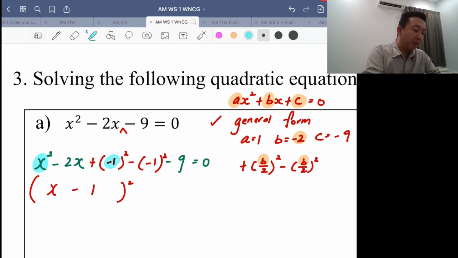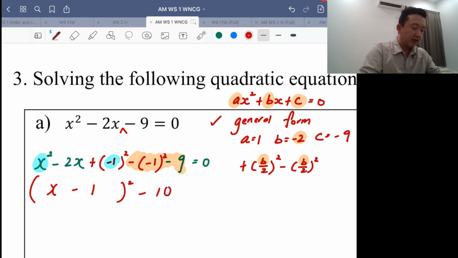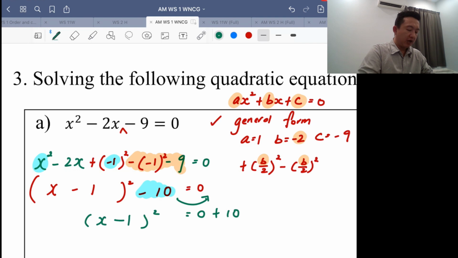And then what comes after these 3 terms, including the negative sign, you just tabulate using a calculator. In this case, you have negative 1 minus 1, so negative 10 equals 0. Since we are completing the square, the best way to figure out the value of x is to move negative 10 to the other side, so that you have 10 equals (x minus 1) squared. So (x minus 1) squared equals 10.